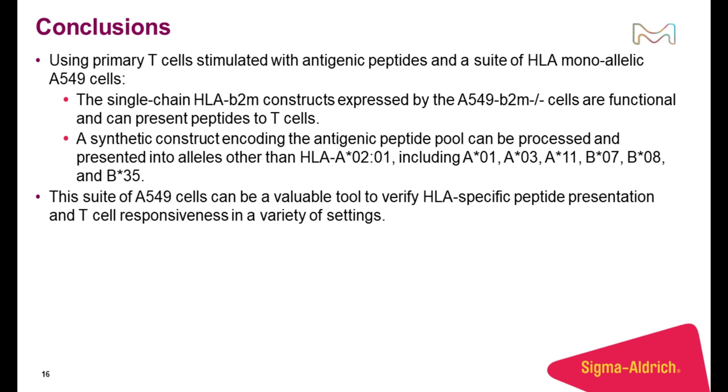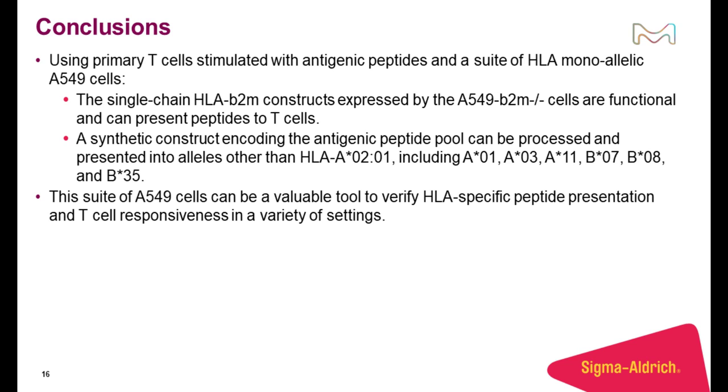So in conclusion, the primary T cells stimulated with an antigenic peptide library were utilized alongside a suite of monoallelic HLA cells to enumerate the specificity of the T cell response. Single chain HLA B2M constructs within these cell lines are functional. They can present peptides to the T cells, and the antigen presentation carries over to a wide range of HLA subtypes. The monoallelic lines thus provide a clean, defined background for assessing this type of T cell activity.